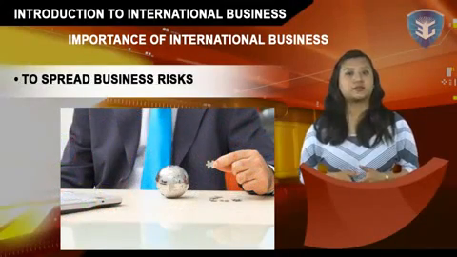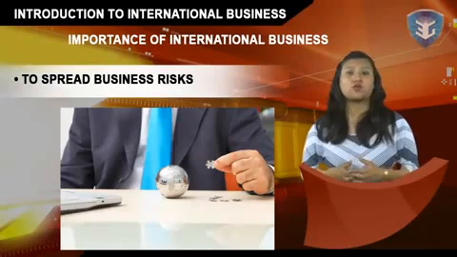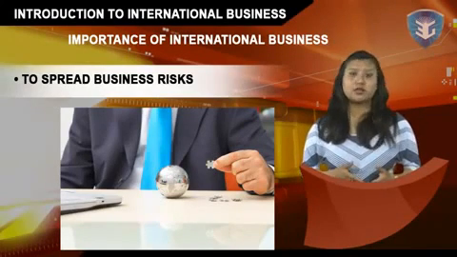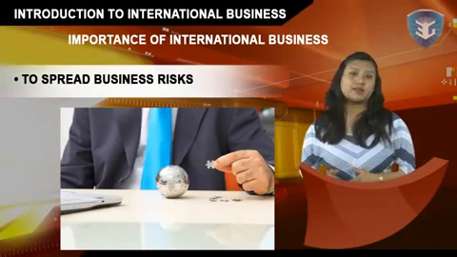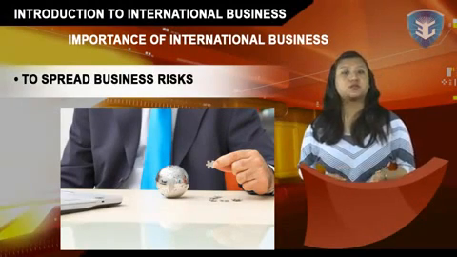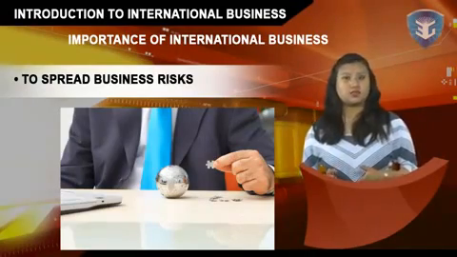To spread business risks. International business spreads its business risk. This is because it does business all over the world. So a loss in one country can be balanced by a profit in another country. The surplus goods in one country can be exported to another country. The surplus resources can also be transferred to other countries. All this helps to minimize the business risk.